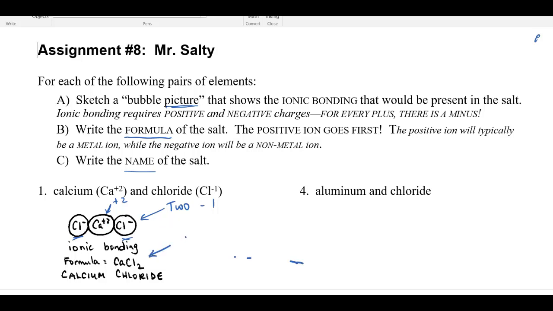The formula you can see says that 1 calcium and 2 chlorides. The reason is because the calcium is a +2, each Cl is a -1. Name is very simple. It's calcium chloride. You just say the 2 names. The positive ion goes first, both when you write it as a formula and when you write it as a name.